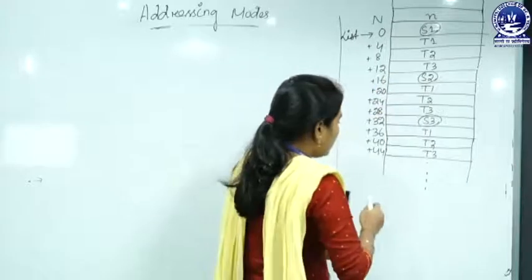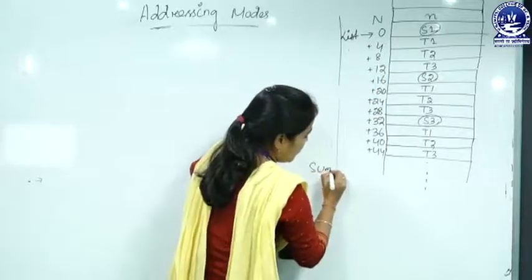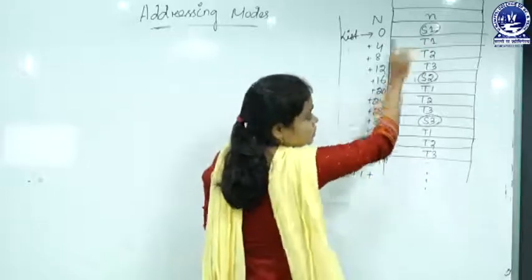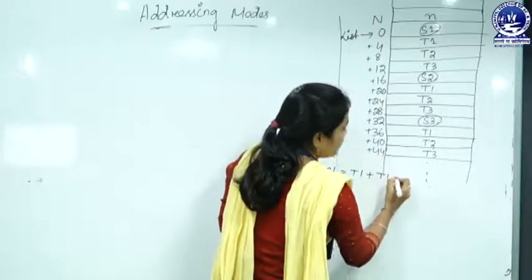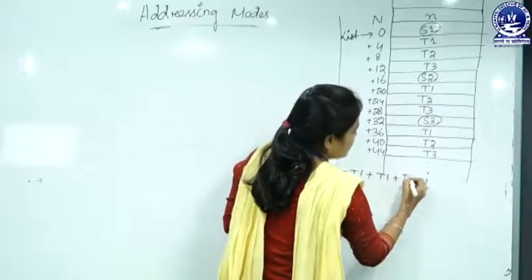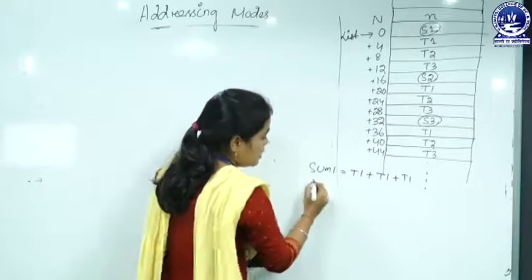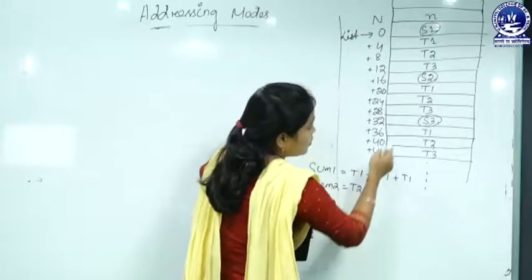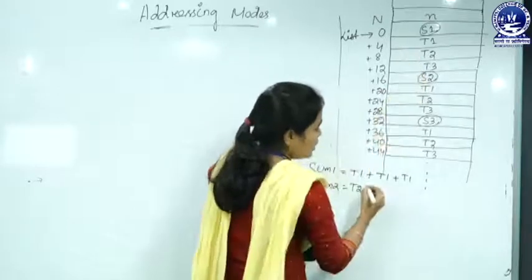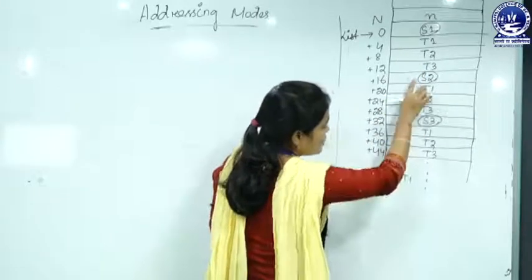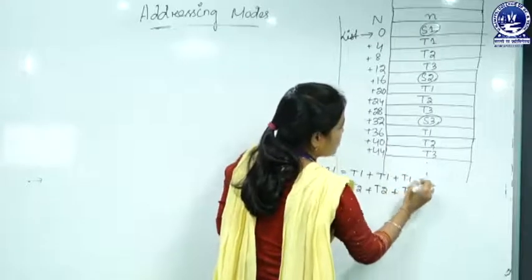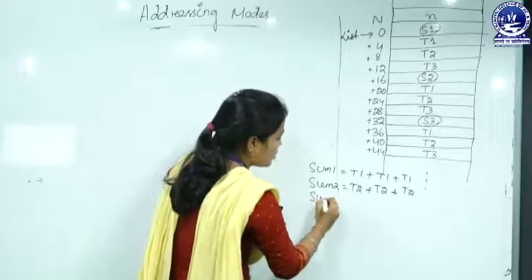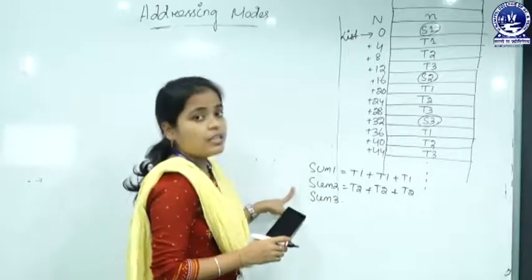That means we have to calculate sum 1, which is the summation of test 1 of student 1, test 1 of student 2 and test 1 of student 3. Then similarly sum 2 is T2, or the test 2 result of S1, then test 2 result of S2 and then test 2 result of S3. Like this I have to calculate the summation of all of these test values.